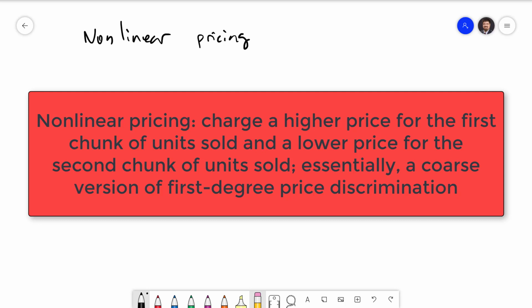In parking lots, it's often a higher price per hour for the first few hours, and then after that, the price drops. The simplest nonlinear pricing schemes have just two separate prices, but you can definitely do more. The more prices that you have, the closer nonlinear pricing gets to perfect price discrimination. You can think of perfect or first-degree price discrimination as nonlinear pricing with an infinite number of prices.